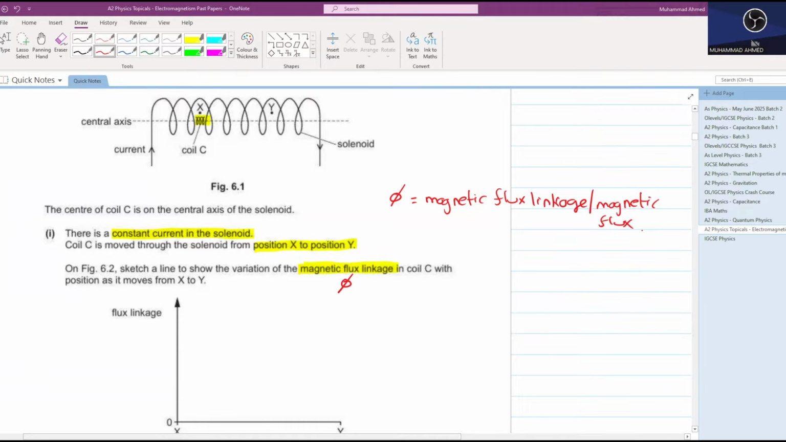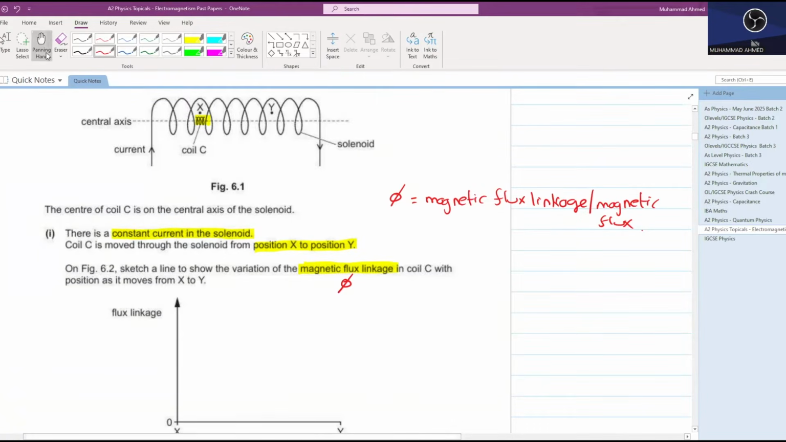So what do you think should happen? What do you guys think should happen here? Any ideas, any suggestions in the chat or in the comments? I am leaving you for one minute to think about it. What will happen to your magnetic flux linkage graph from X to Y?